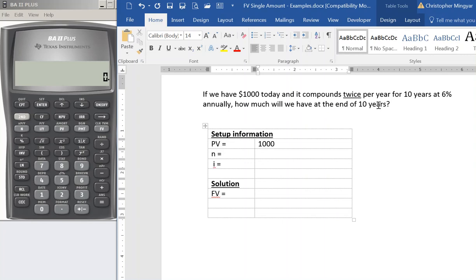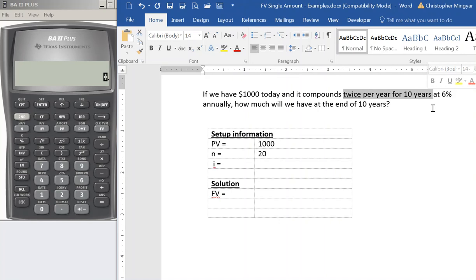Compounds twice per year for 10 years. Now remember, N is the number of compounding periods over the entire length of time covered by the problem. So if we're compounding twice per year for 10 years, then we have 20 compounding periods. In other words, 2 times 10, twice per year for 10 years. 20 periods.